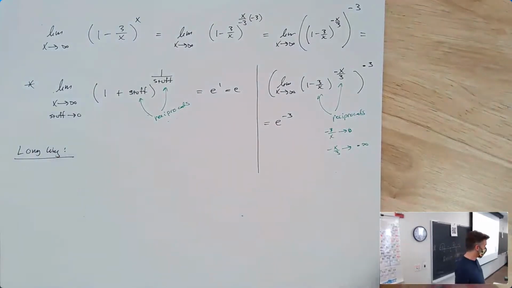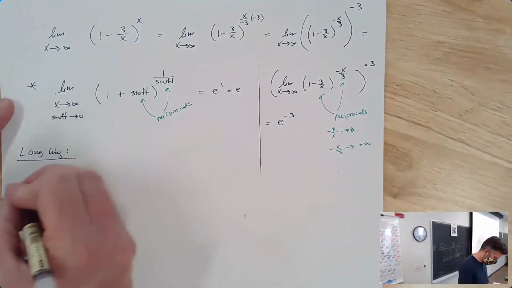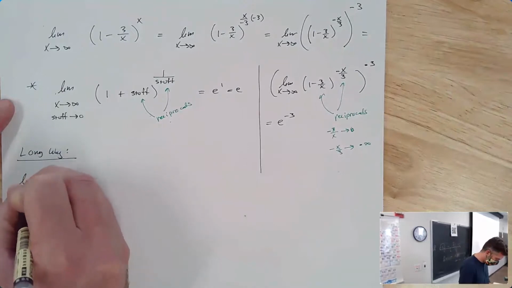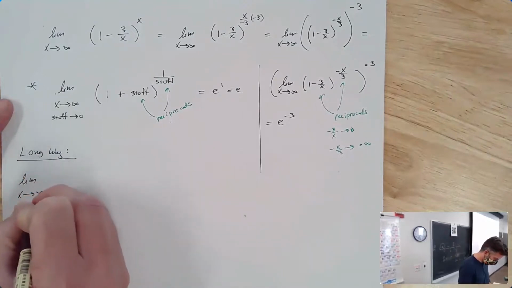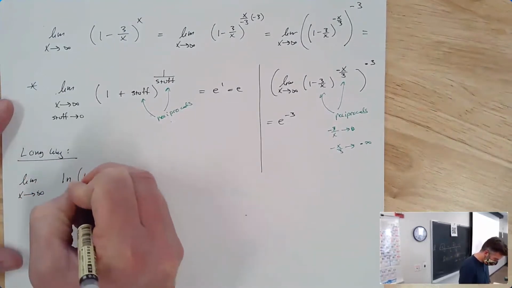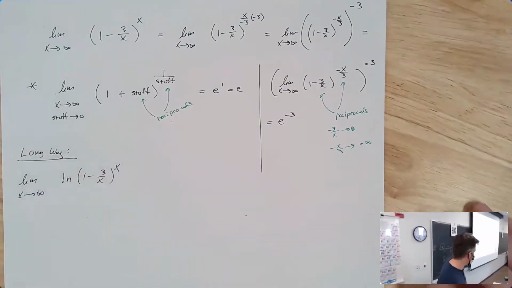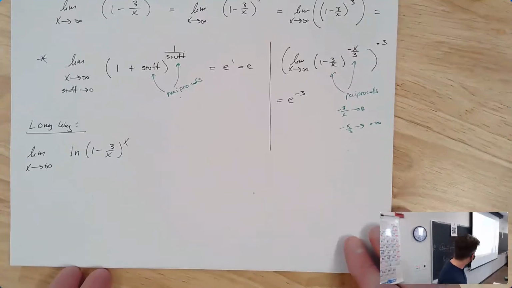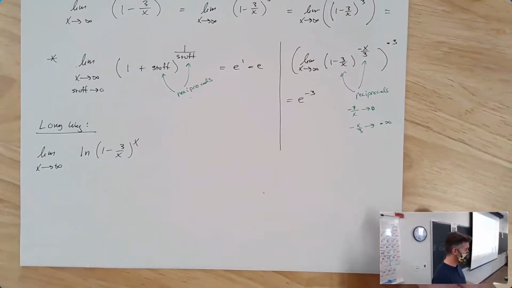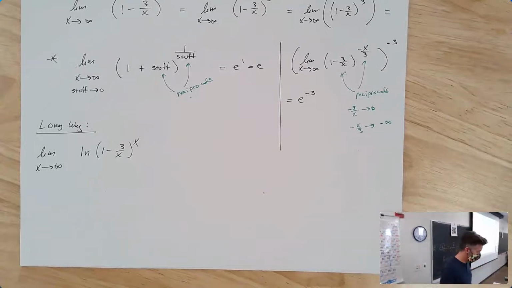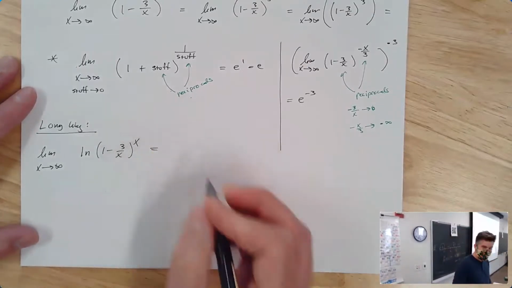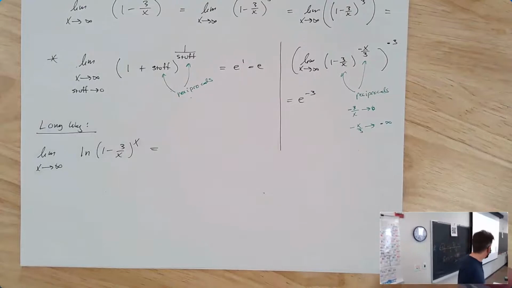And I'm going to do it the way where I just look at the natural log. So I'm going to look at the limit as x goes to infinity of the natural log of 1 minus 3 over x to the x. So here's what I'm expecting to happen. I'm expecting this limit to end up equaling negative 3, and then my actual answer will be e to the negative 3.